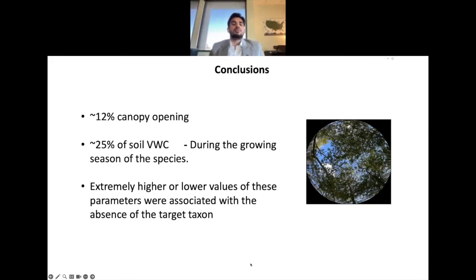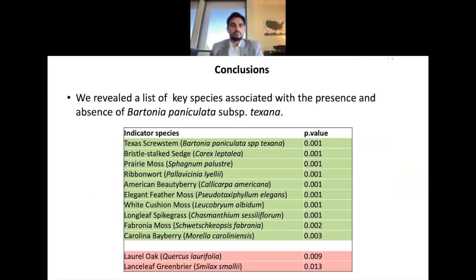And we see around 10 to 15% canopy opening and 25% soil volumetric water content. These parameters were all recorded during the growing season of the species, and extremely higher or lower values of these parameters were associated with the absence of the species. And we revealed a list of key species that was associated with presence and absence of Texas Screwstem.